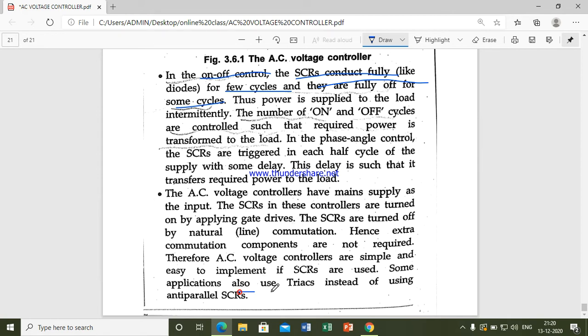Sometimes they will use a triac instead of anti-parallel SCRs. You usually know the meaning of triac: triode for alternating current, and in a triac you have anti-parallel SCRs. So you will use this triac to conduct.